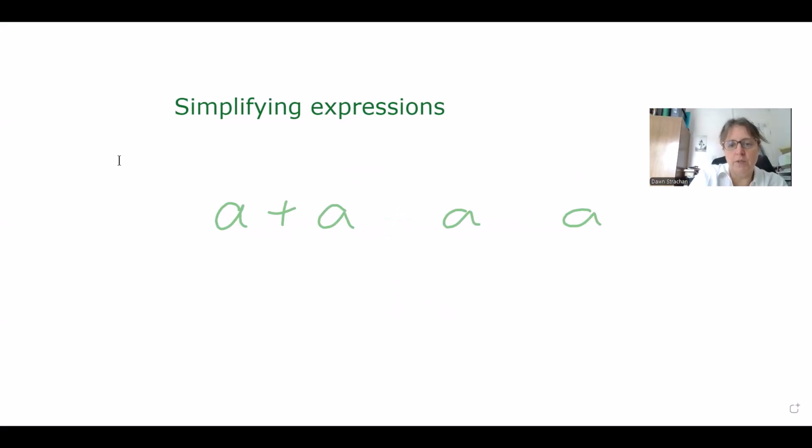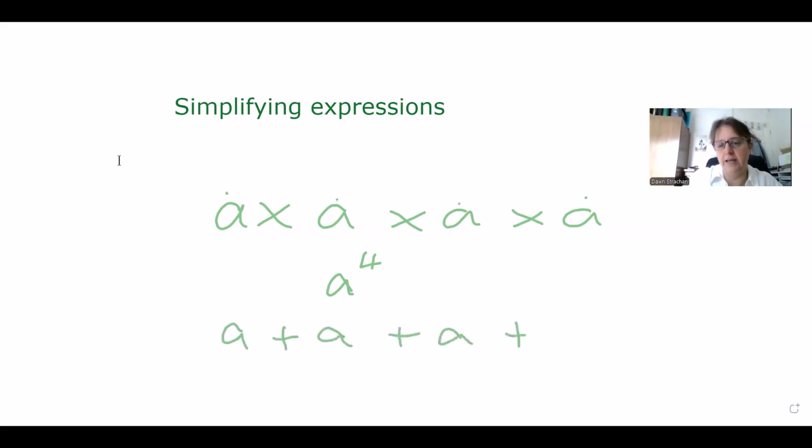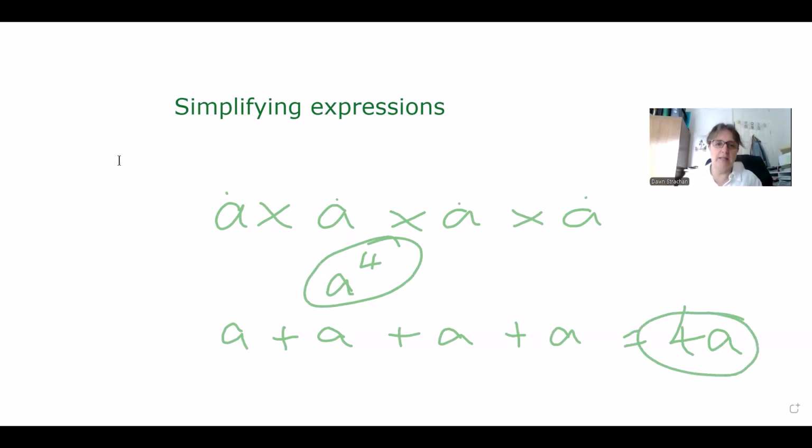If we change those pluses to times, I now have 1, 2, 3, 4, A being multiplied by itself 4 times. So really that's as hard as it would get. For example, if you have A plus A plus A plus A, it will give you 4A. But if I'm timesing them, it would give you A to the power of 4. So in that respect, that's as difficult as simplifying expressions is going to get.